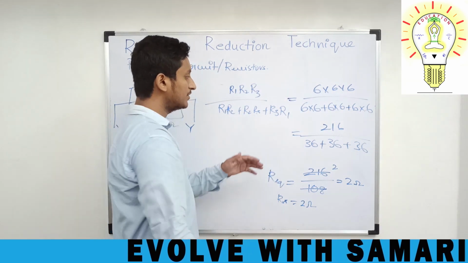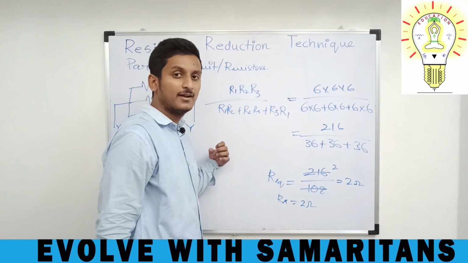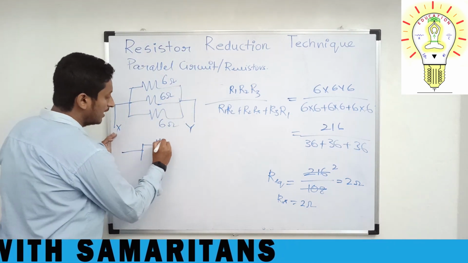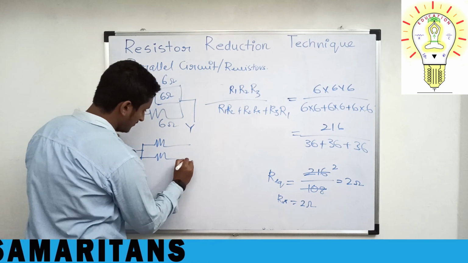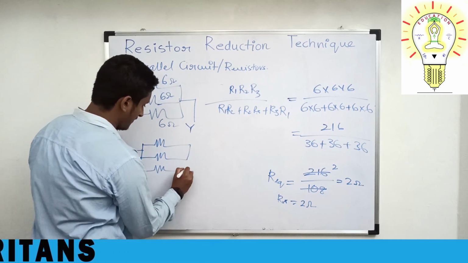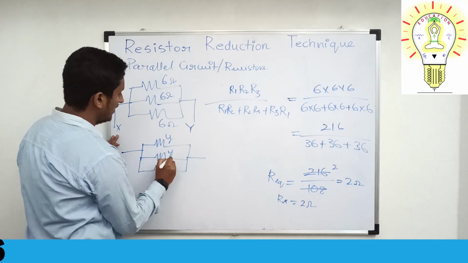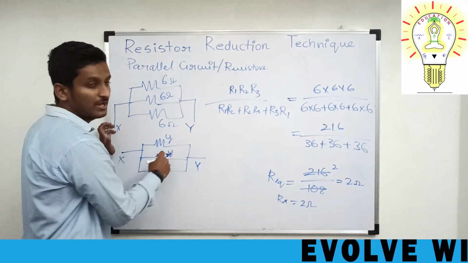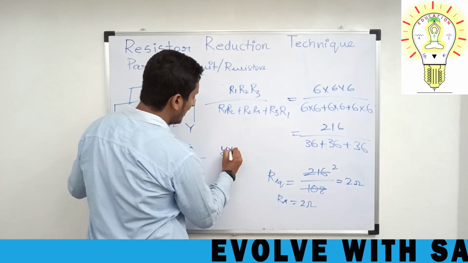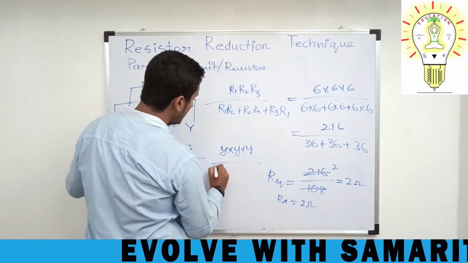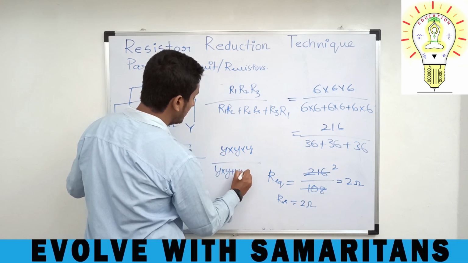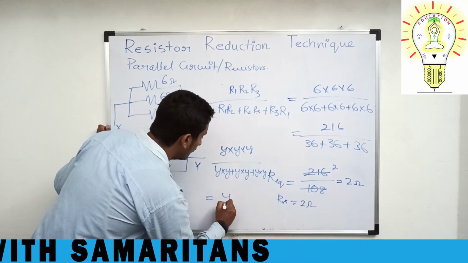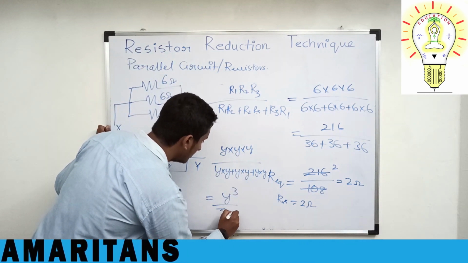So similarly, how can we solve this? In the previous manner, let us look and let us save the time. Example, same thing I am going to take. This is y, y, y. Now, apply this formula for y and y and y. What you will have? y into y into y by y into y plus y into y plus y into y. So what will you have here? y cube by 3y square.